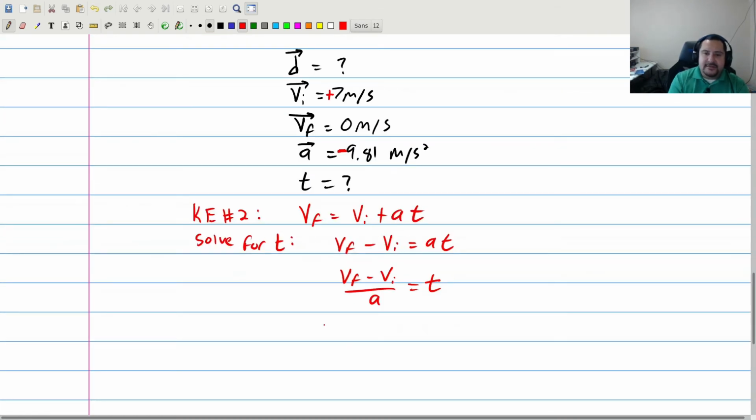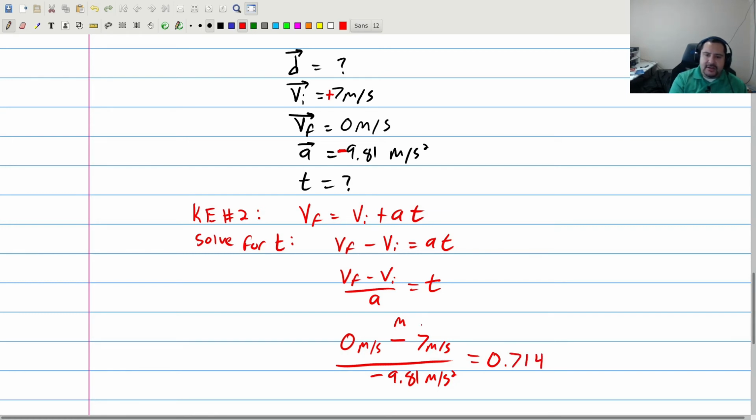Now I can plug in some numbers. V final is 0 meters per second minus v initial, which was 7 meters per second, divided by the acceleration, which is negative 9.81 meters per second squared. This is equal to, and when I do this, I get 0.714.